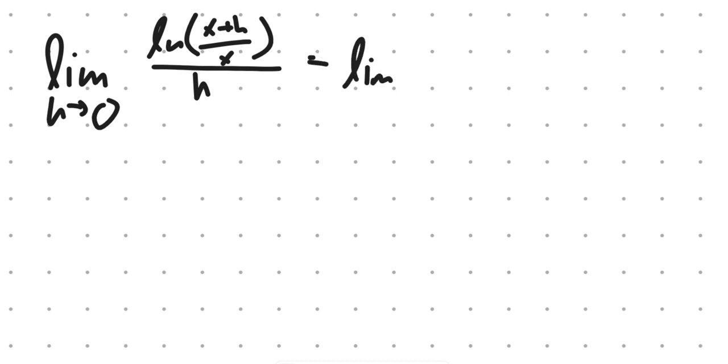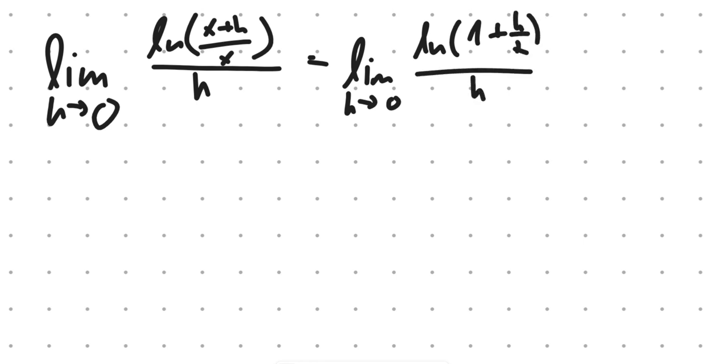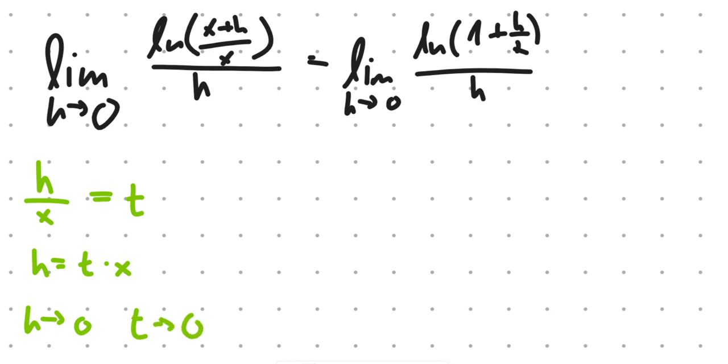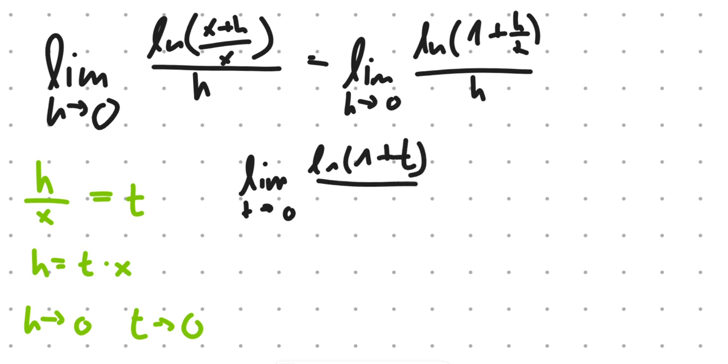Now, if we split it into equal parts, we get 1 plus h divided by x. Since we have a complex fraction h divided by x, I'm going to substitute another variable for the limit. Let h over x equal t, which means that h is equal to t times x. If h approaches 0, t also has to approach 0, so we have a new limit as t approaches 0 of ln of 1 plus t, divided by t times x.